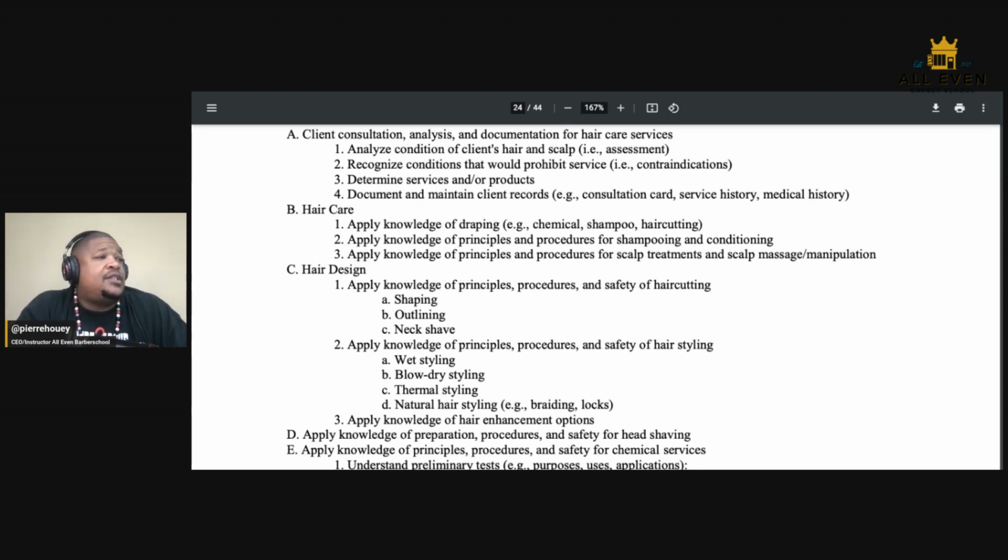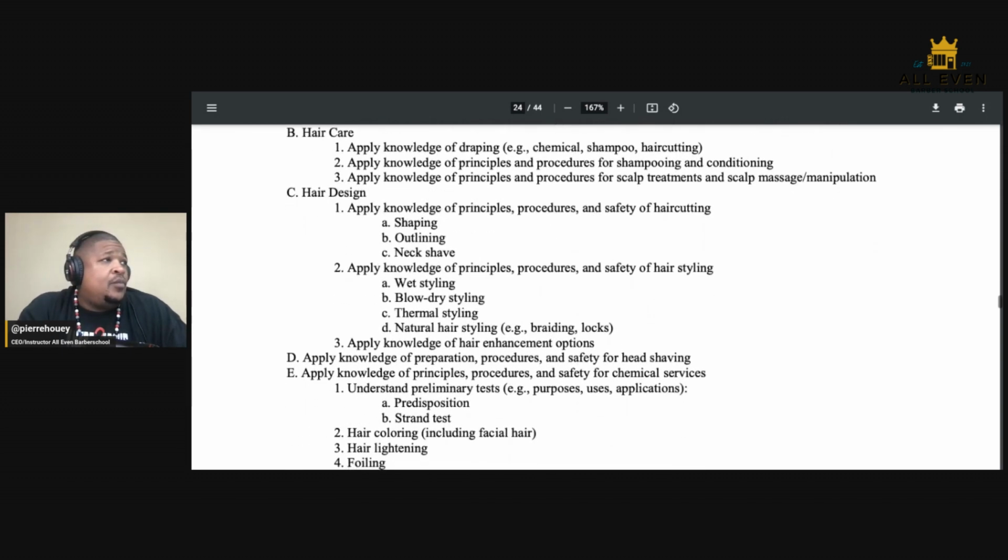All right. 3, determine services and or products. 4, document and maintain client records. Self-explanatory type stuff. Determining services and or products might go into what you might need for a shampoo, what you might need for color, things like that.